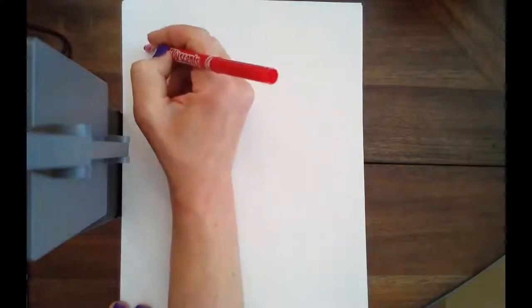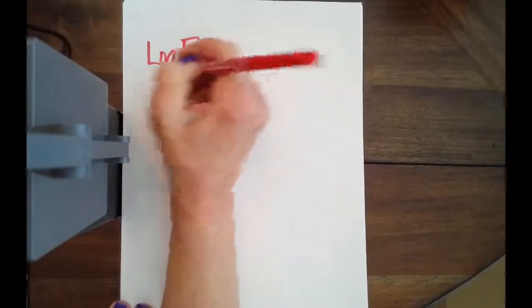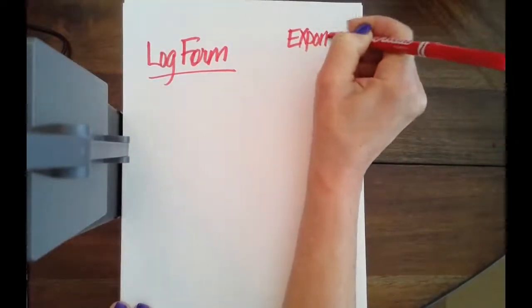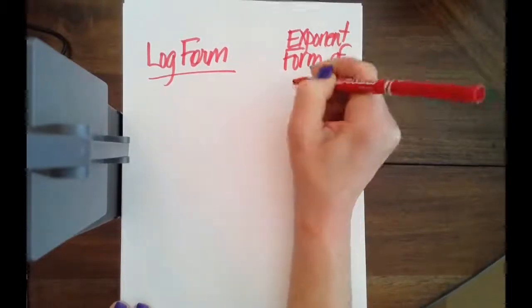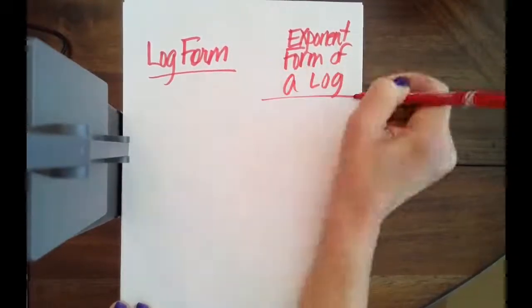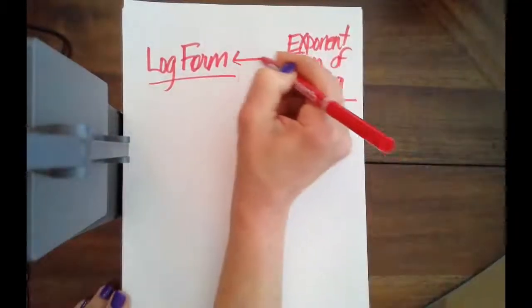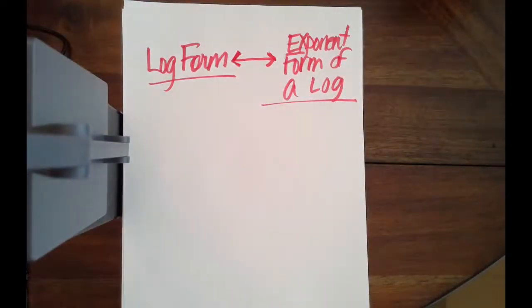First, this is what we call log form, that's short for logarithmic form. And this is what we call exponent form of a log. These are the same thing, just written different ways. I want you to be very comfortable with going back and forth between the two formats. So I'm going to write a couple of very easy examples.